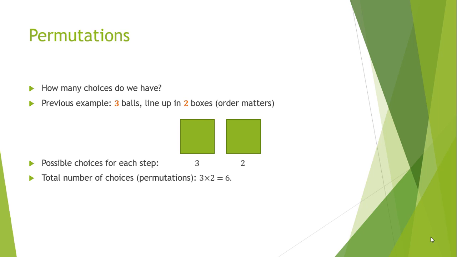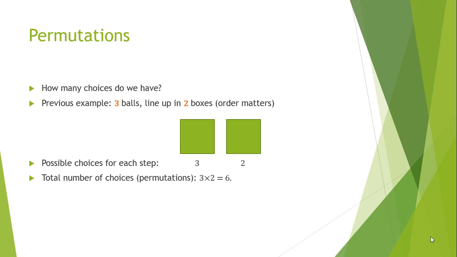Well, let's talk about permutations first. In permutations, we are trying to get how many choices do we have. So let's use the previous example. We have 3 balls, each numbered 1, 2, and 3. And let's imagine we have to line them up in 2 boxes. So in this case, order matters. Let's look at the first box. Before we choose any ball, all 3 balls are available. So in the first box, we will have 3 possible outcomes. We can either have number 1, 2, or 3.